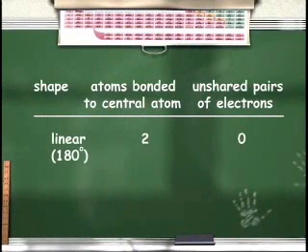Whenever two atoms are bonded to the central atom and there are no unshared pairs of electrons on the central atom, the molecule will have a linear shape. This will result in a 180-degree angle between the atoms.